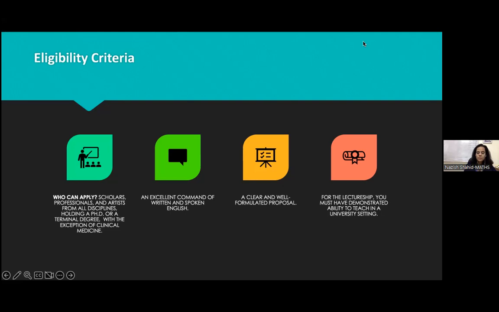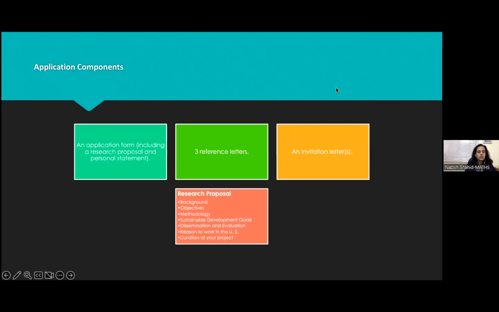I'll move on to the next slide where I'll talk about the components of the application. There are three main components of the application. So you will be on the given link on the website.